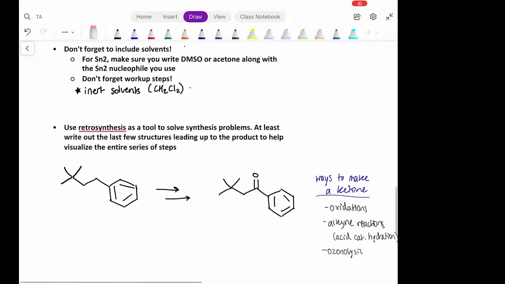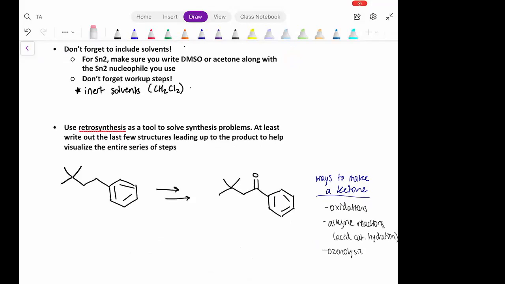And my final thing is use retrosynthesis as a tool to solve synthesis problems. At least drawing out the last two structures leading up to the product can help you visualize the entire series of steps, or it can help you get some points at least. If you're not sure how to start from the beginning, you can at least start from the end.